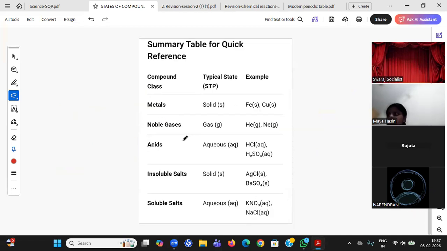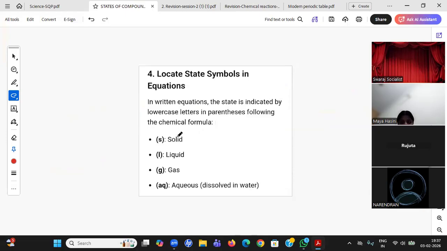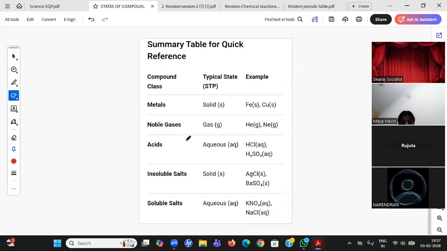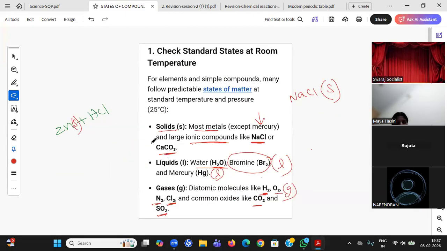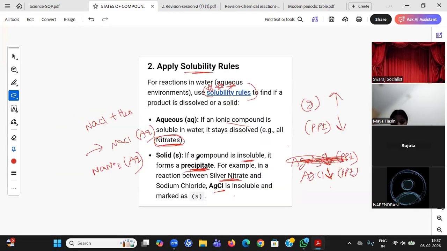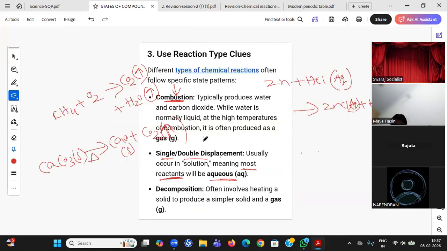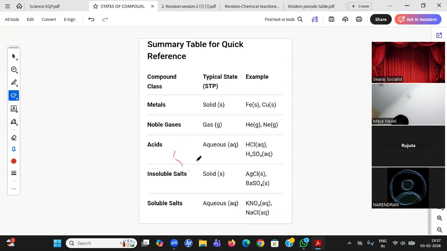So shall we take one example and stop? I don't have an example. Okay, students, I think we are perfectly ready to start the sample paper tomorrow. Tomorrow will be the final session for this chapter. We'll be starting the sample paper, in which we will be using all these concepts: when to say solid, when to say liquid, when to say aqueous. By looking at the type of reaction also we can get some clues.